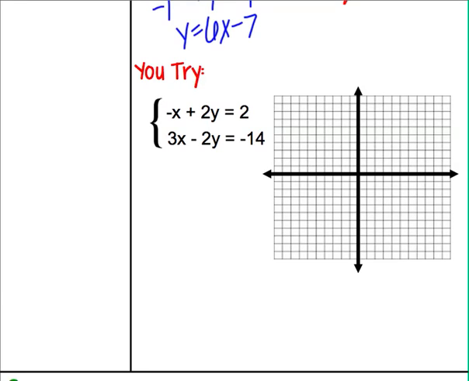So you can go ahead now and solve this problem: negative x plus 2y equals 2, and the other equation in the system, 3x minus 2y equals negative 14. As always, make sure you add to that summary from yesterday or get it written if you haven't done so yet, and bring your questions to class.